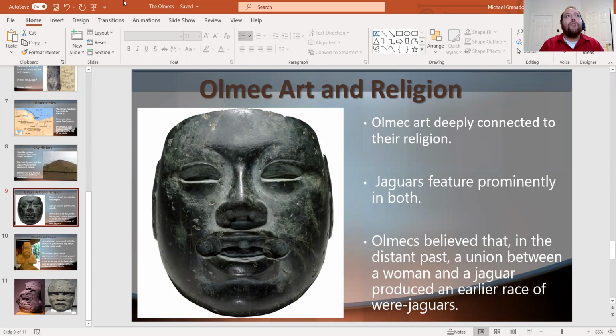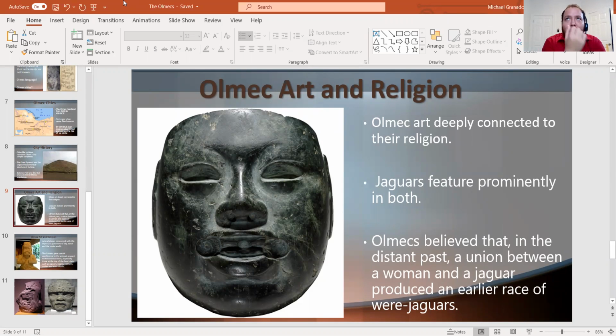Now, as far as what this art represents, what this art means, again, we don't know. But most of this art seems to carry religious significance. And this is pretty typical of cultures at the time. This is what we're going to see with the Maya. If you look elsewhere in the world, this is what you'll see with any other civilization, really, in its earliest settings. So, yeah, a close connection between Olmec art and Olmec religion.